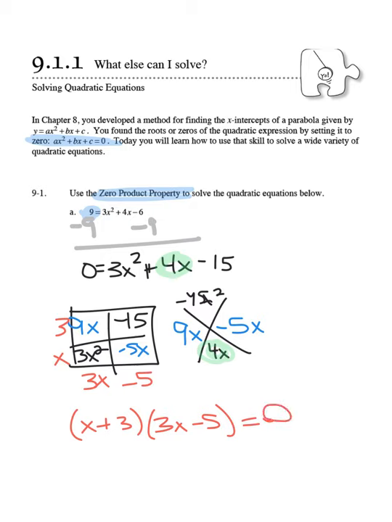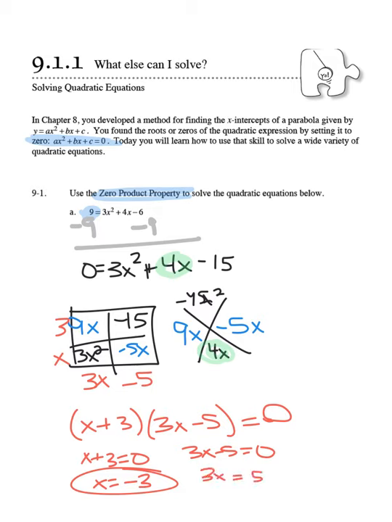Now we do our zero product property and solve for x. So we'll do x plus 3 equals 0. If we minus 3, we get x equals negative 3. Or 3x minus 5 is equal to 0. If we add 5 and divide by 3, we get 5 over 3, or 1.66. We could always check our answer by going back to the original equation, plugging the number in for x, and making sure that it works.